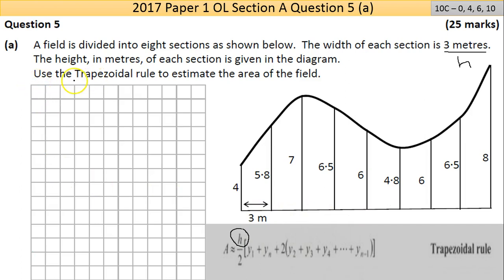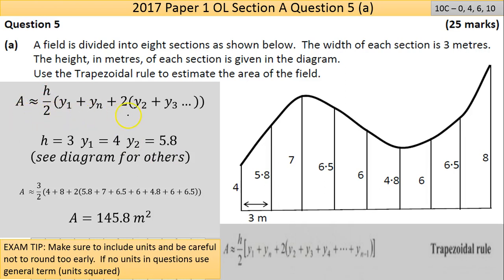Now they tell you exactly what to do. Use the trapezoidal rule, which is in the maths tables, to estimate the area of the field. You'll never get an exact value because the trapezoidal rule and the Simpson's rule, which is a similar rule, are just estimations, approximations. The only way to get the exact area would be to use the process called integration, which is not something that's covered on the pass level Leaving Cert. So let's go to the answer, the next page.